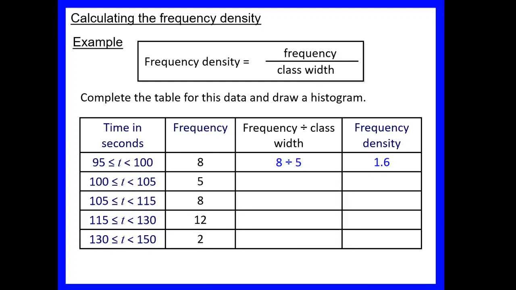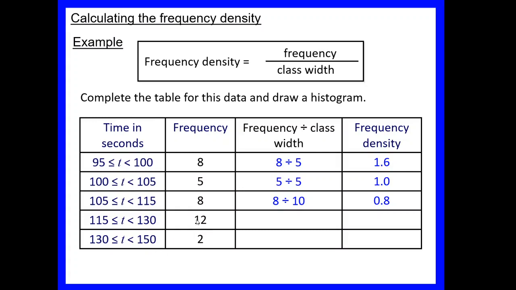For our second one, our frequency is 5. Our class width from 100 to 105 is also 5. So 5 divided by 5 gives us a frequency density of 1.0. For the next one, our frequency is 8. Our class width is from 105 up to 115. So that's a class width of 10 this time. So 8 divided by 10 is 0.8.